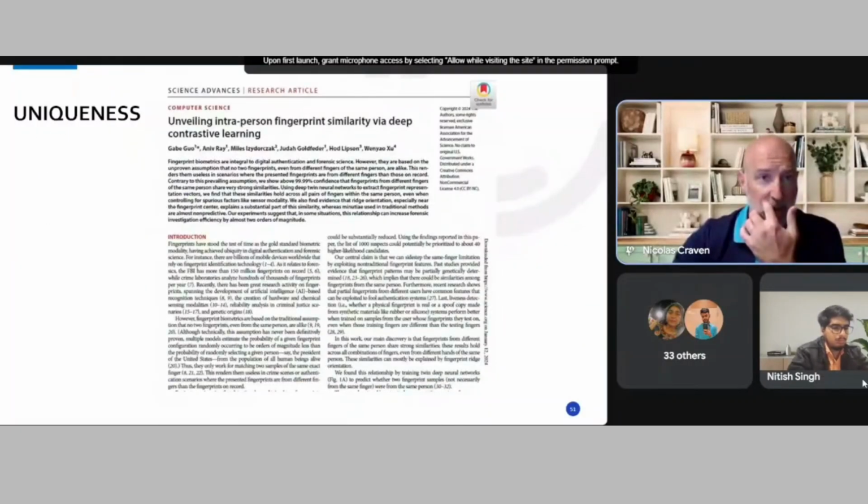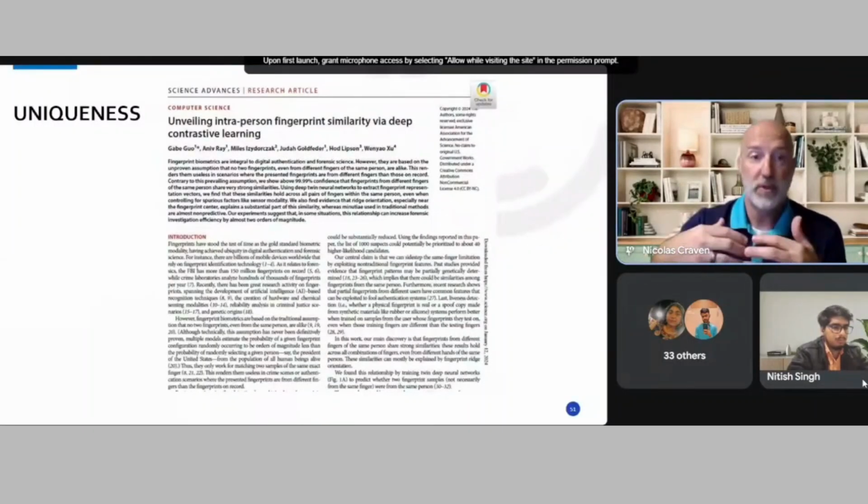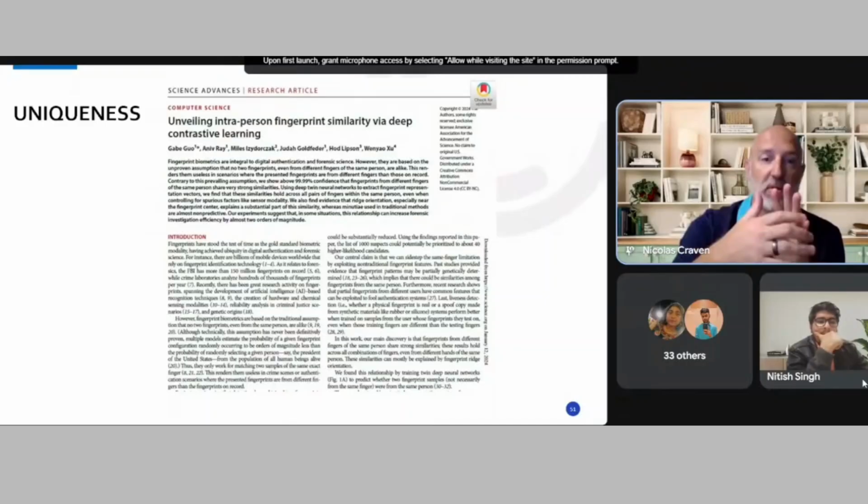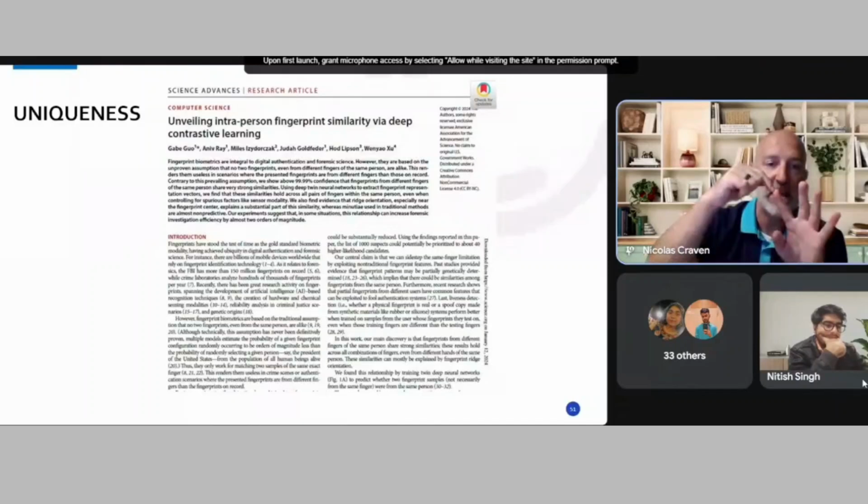And here's the actual article itself, or at least the front page of it. What they found is that the ridge structure and ridge flow for intra-person comparisons, for example my fingers from finger to finger on my hand, tend to be very similar to each other. And therefore, because of the similarity between, let's say, my index finger and my middle finger, they claim it's not unique.